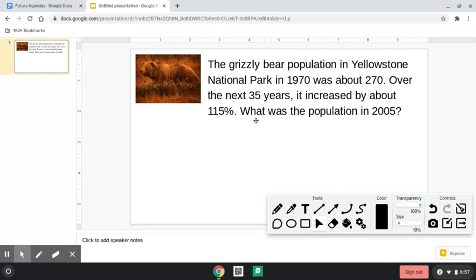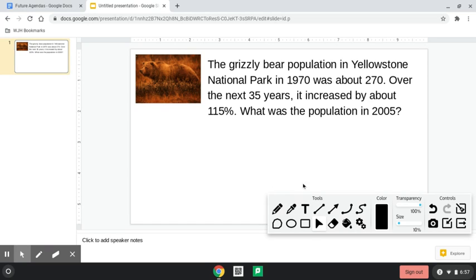Now, we're using the percent of change and we're finding out what the number is. So this is kind of what we did before, but it's reversed. But you start the same way. You figure out exactly what the change is. And the way you do that is you multiply the original number by the percent increase.